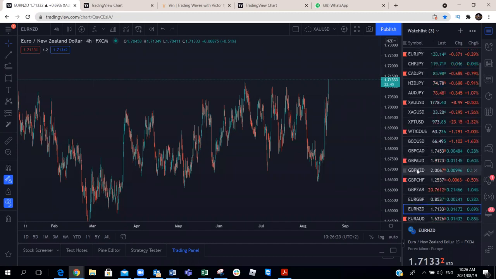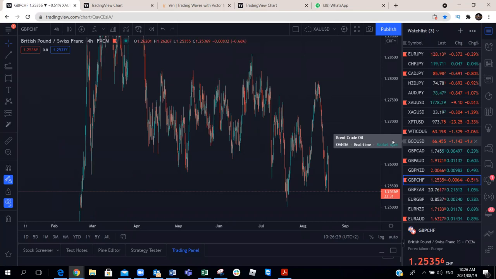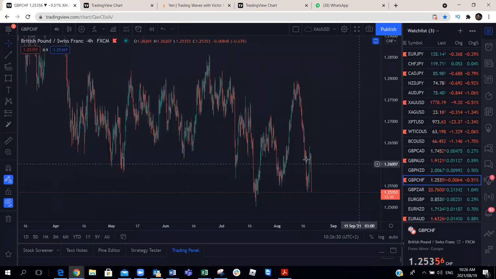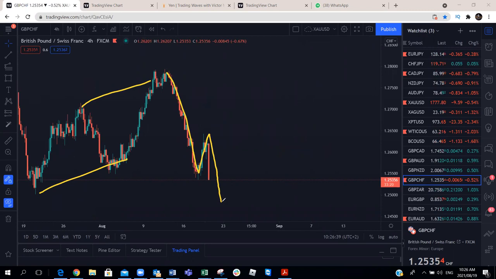Right, now let's look at pound chief. Pound chief, just a pullback. Remember, the structure is still this. This is still playing out this structure here. We're still looking for more downside there. So all the chief pairs should be looking downside.